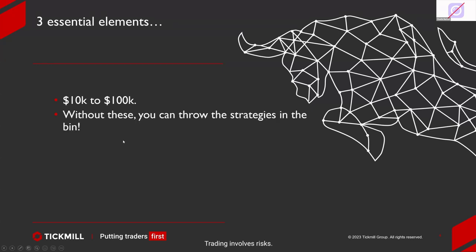We're going to move into the three essential elements now. I've done enough on what I've done. I'm going to talk about the techniques I used in just a moment. Without these three elements, you can chuck the strategies in the bin. First and foremost, I know it's very basic, but you need to have a trading plan. I set out a trade plan with the goal to turn 10K into 100K. How did I go about doing it? That's a huge goal, to turn a small account like that into a larger account.